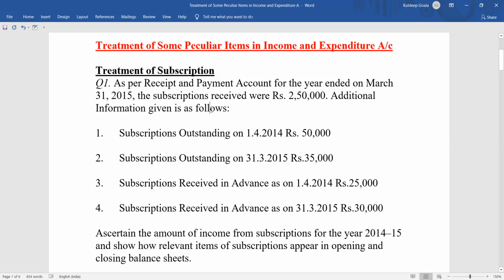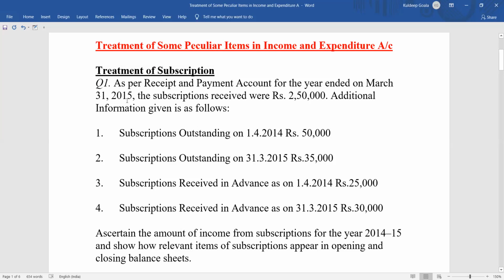So subscription basically talks about the amount of money that a member pays for getting upgradation or to renew his membership in the organization. मेंबरशिप को रिन्यू करने के लिए जो पैसा दिया जाता है उसको सब्सक्रिप्शन बोला जाता है. ठीक है, सब्सक्राइब किया है सर्विसेज को.